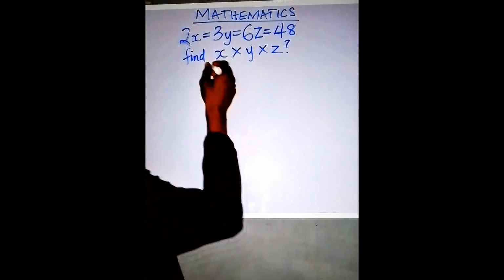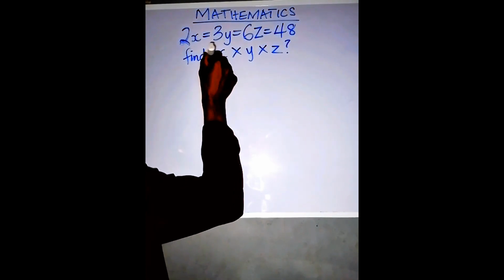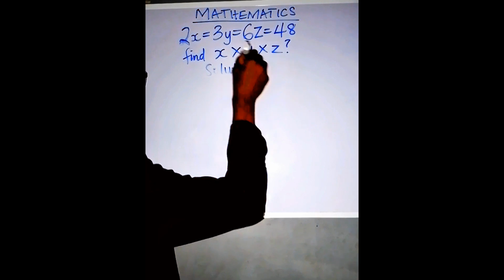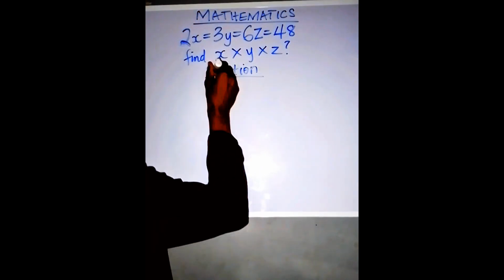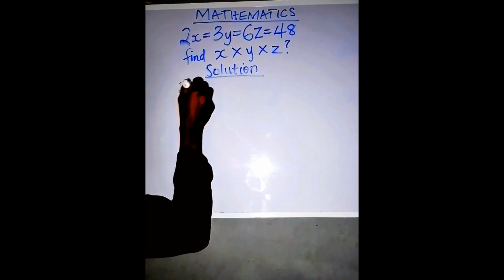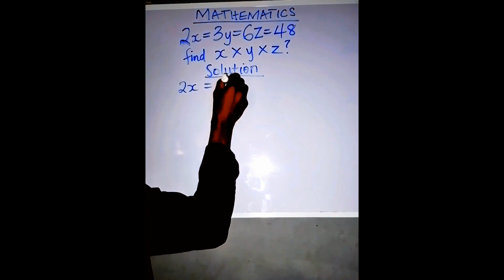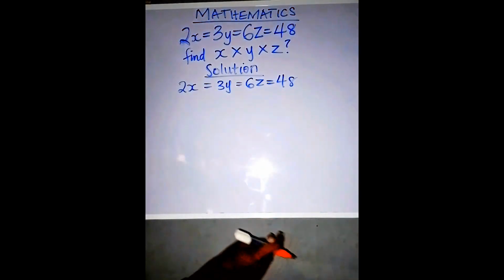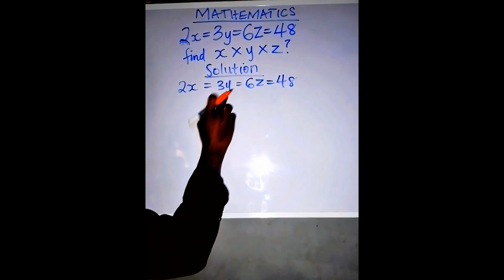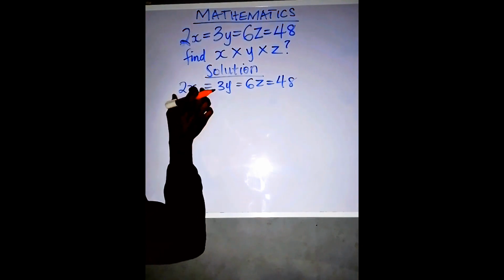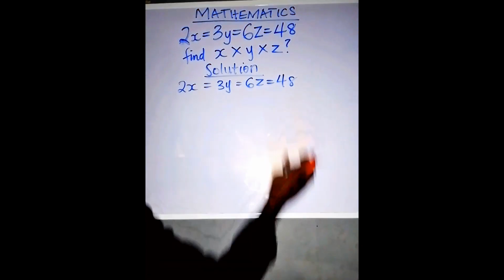Now watch. Solution. Alright, so now let's bring back the question. They gave us 2x equals 3y equals 6z equals 48. So what do I do here? If you look at this very well, 2x is this and also this and also this. Now I'll pick the values, the one that has a coefficient and the one that doesn't have any coefficient.